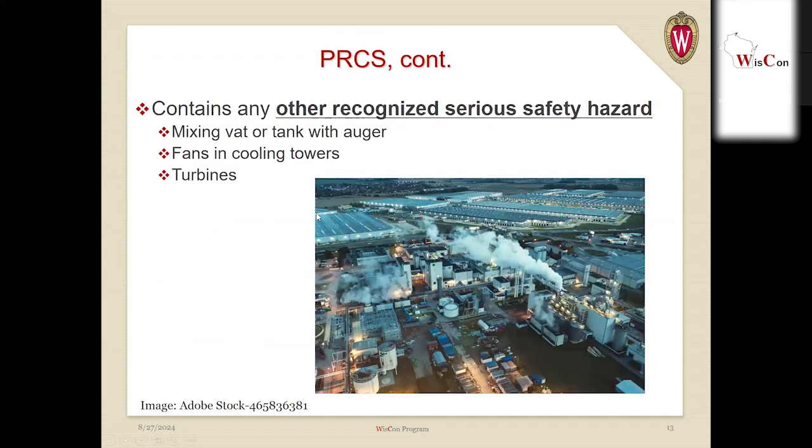And then the last piece for permit required confined spaces is a space that would contain any other recognized serious safety hazard. So this would be a mixing vat or tank with an auger, fans and cooling towers, potential turbines. We're also thinking of equipment, so different things that have machinery or electrical components, falling objects as well.